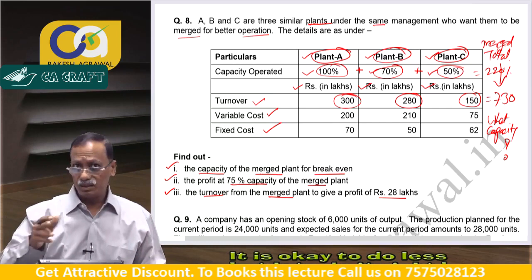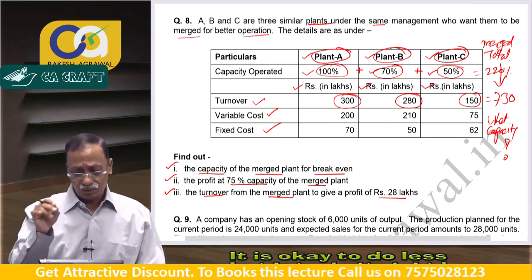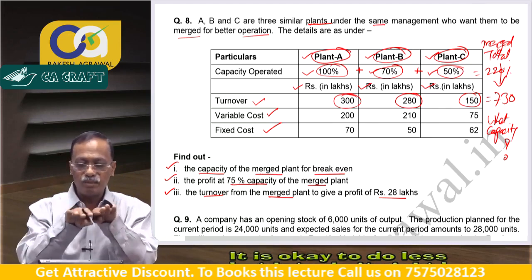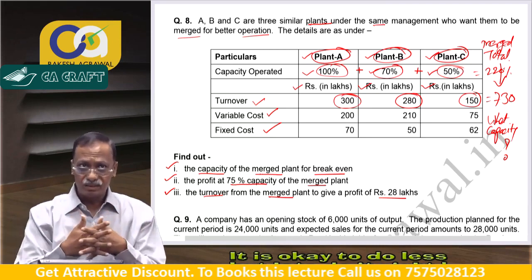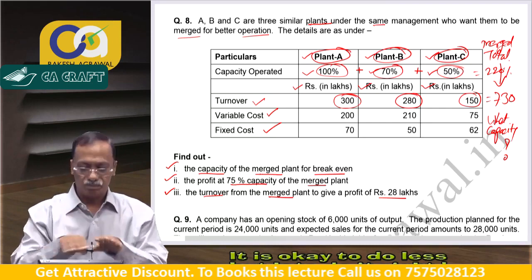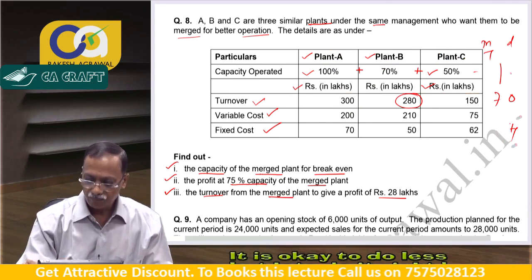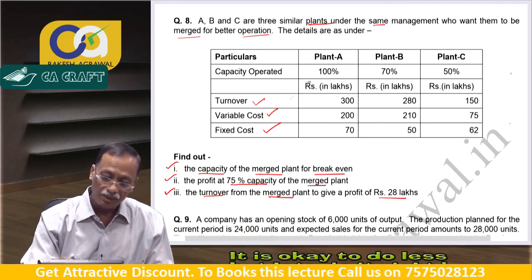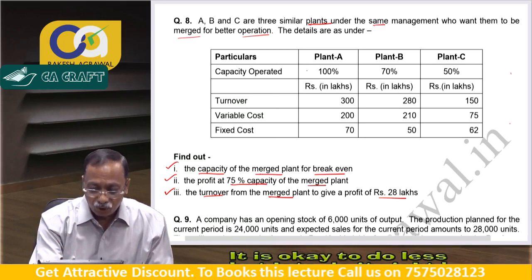This way of thinking is incorrect. The trick lies in this: all three plants should be converted to the same capacity before merging. Before you merge the data, bring the data to the same platform. What I explained earlier was wrong, but that might be the way some of you were thinking. You cannot simply add 100% with 70% with 50%.